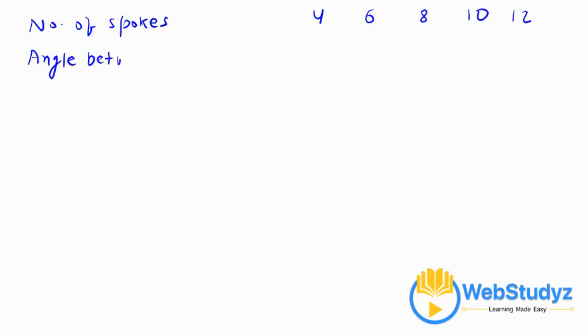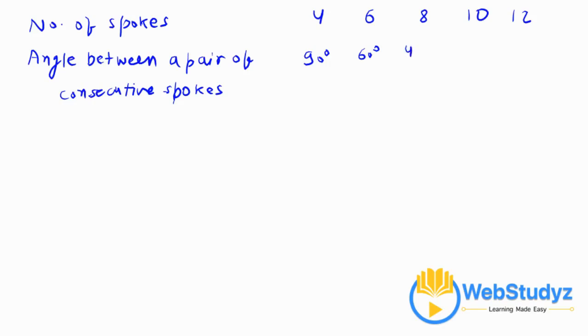Now from this result we can say that when the number of spokes is 4, 6, 8, 10, and 12, then the angle between a pair of consecutive spokes will be 90 degrees for 4, 60 degrees for 6, 45 degrees for 8, 36 degrees for 10, and 30 degrees for 12.